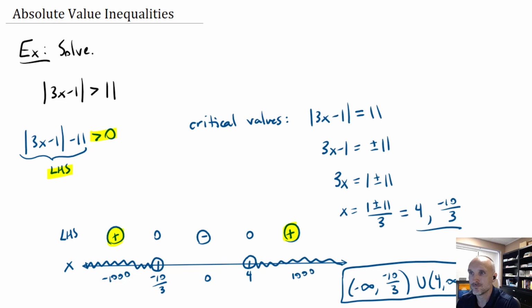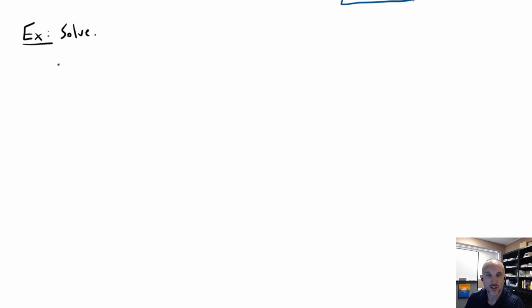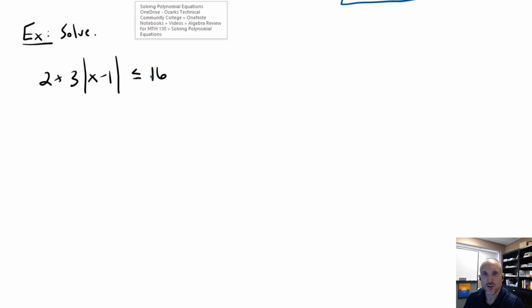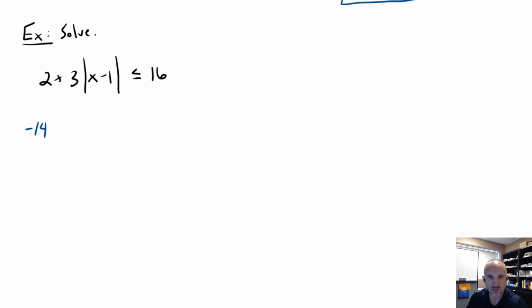Okay, let's try some more. Let's try 2 plus 3 times the absolute value of x minus 1 is less than or equal to, I don't know, let's say 16. So I'm going to go ahead and get 0 on one side. So I'll subtract 16, which gives me negative 14, plus 3 times the absolute value of x minus 1 is less than or equal to 0. And now we've got the left-hand side for our sign chart, but we need the critical values.